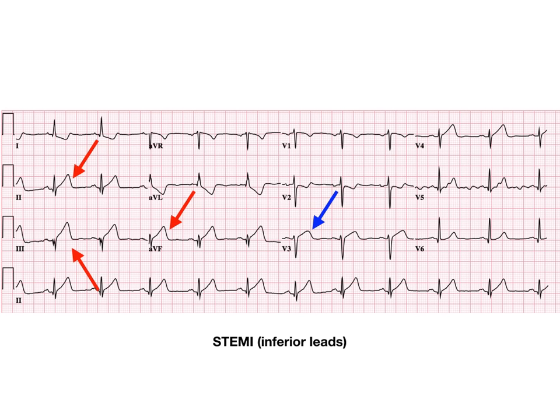So what I'm showing you is the inferior leads, leads 2, 3, and AVF. See those red arrows? They are pointing to ST segment elevation. And the reason that I put the blue arrow in is to show you that comparatively, the ST segment of lead V3, which would not be in the inferior leads, is not elevated. So this is a STEMI localized to the inferior leads.